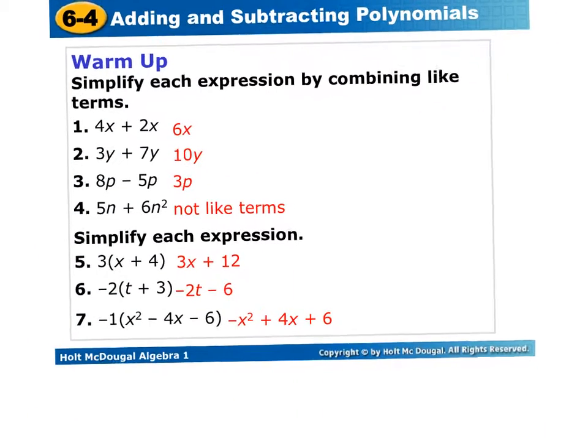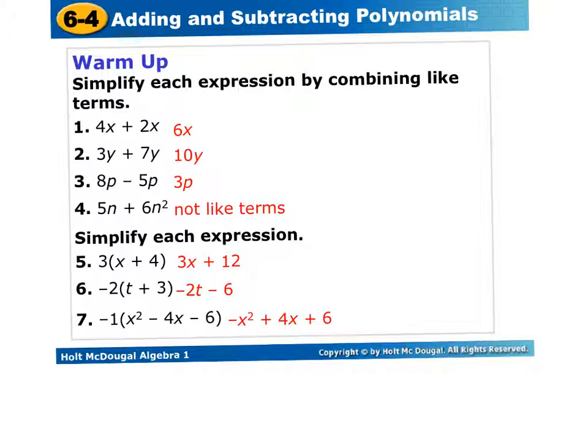So here is a quick little warm-up, and this is just combining like terms, which we did back in chapter 1. So here, you're just going to add 4x plus 2x, and you get 6x. You're just adding or subtracting the coefficients. The variables are going to stay the same, okay?